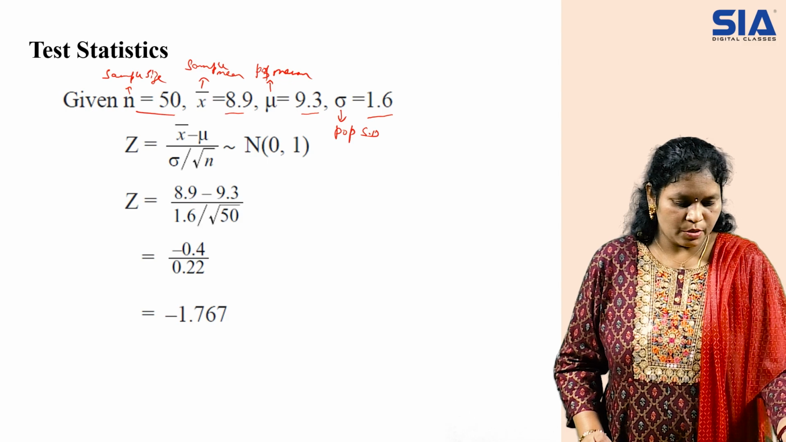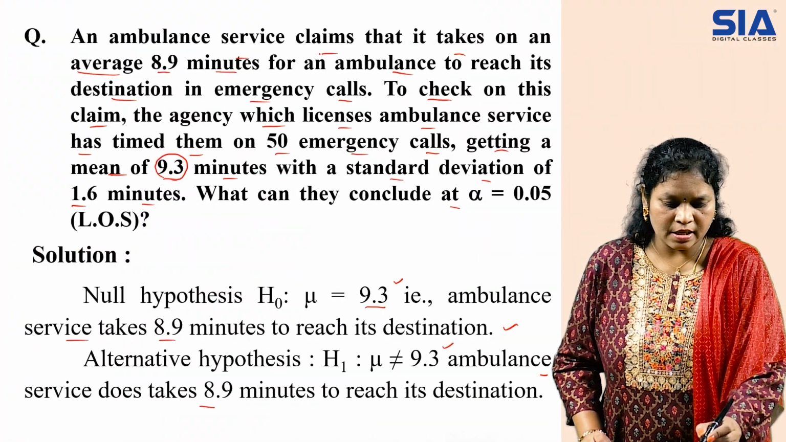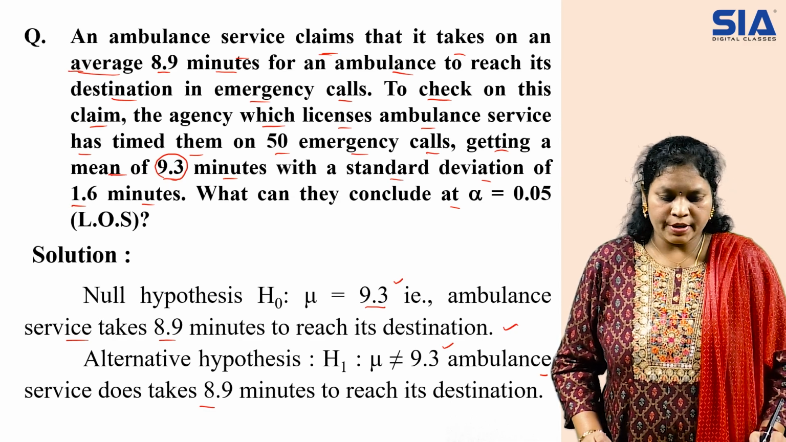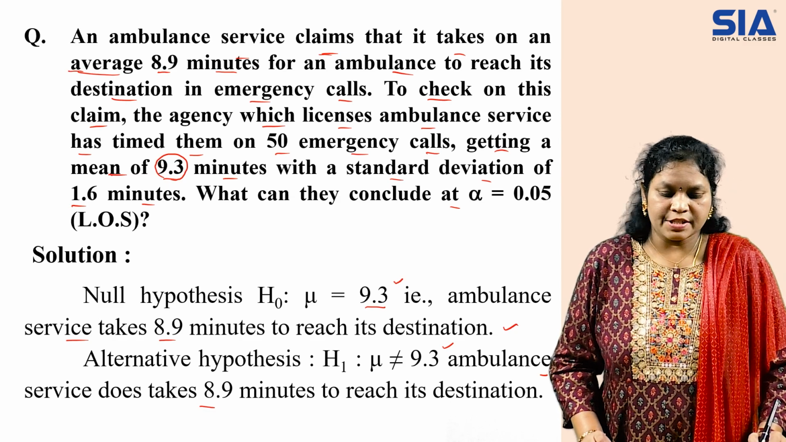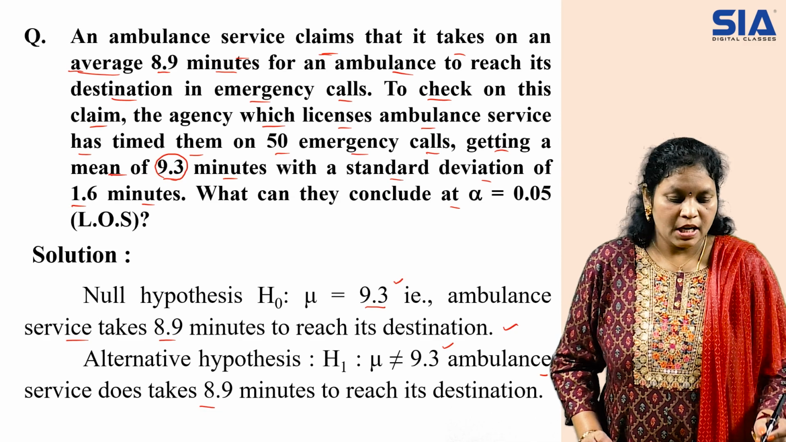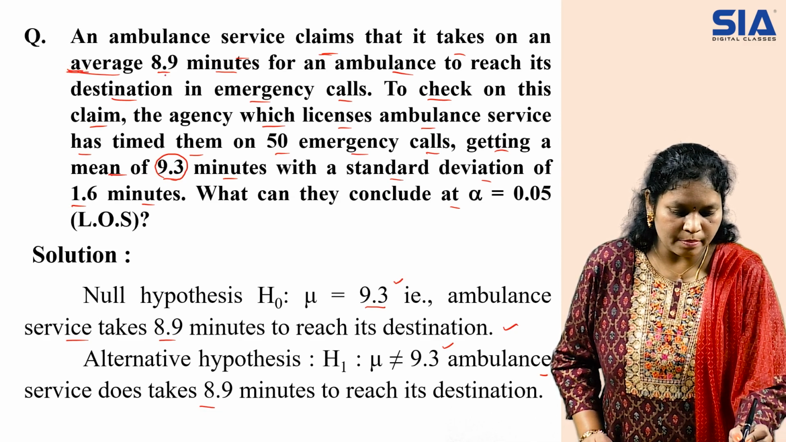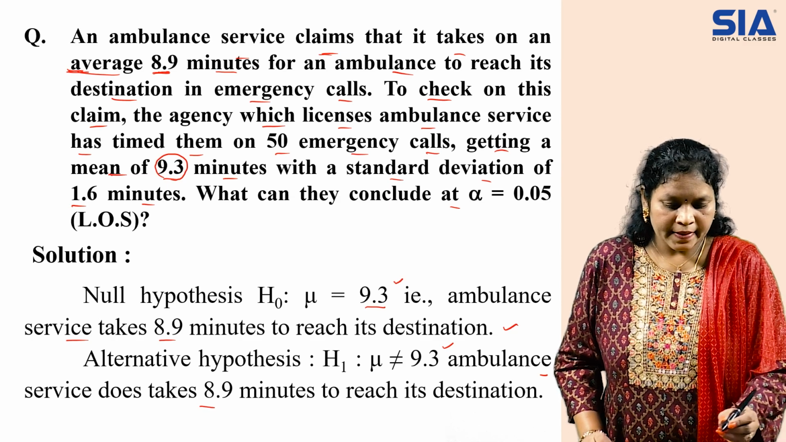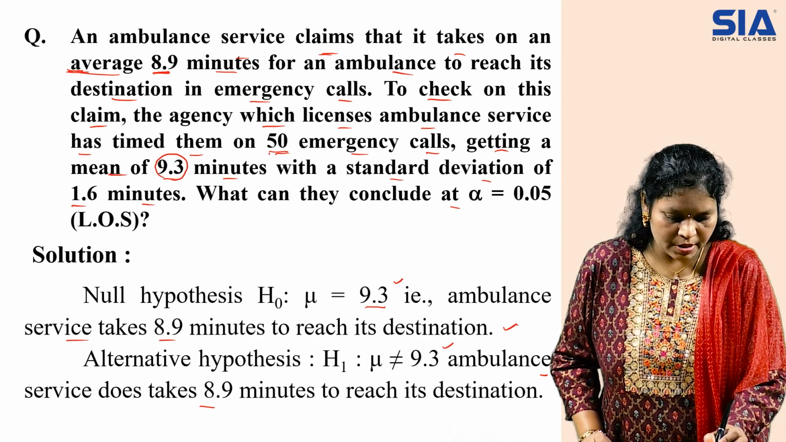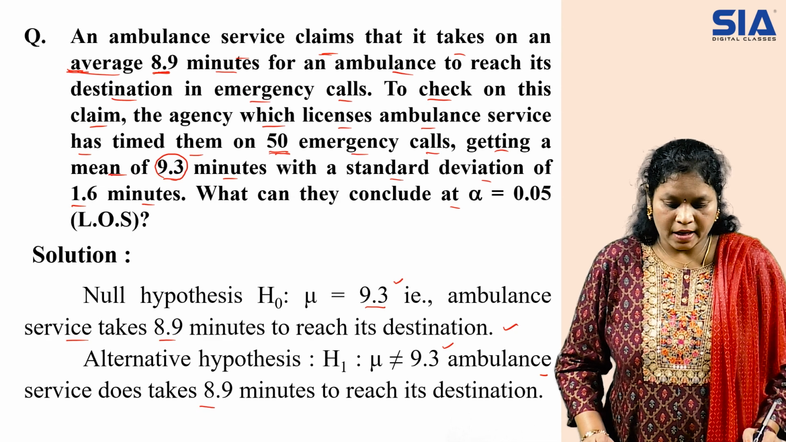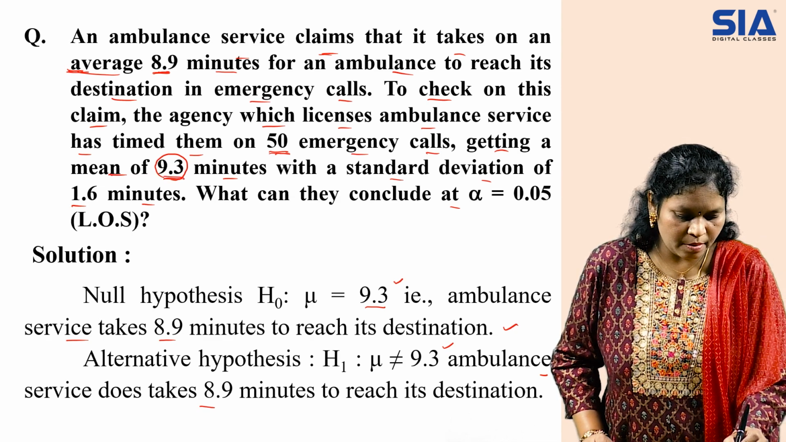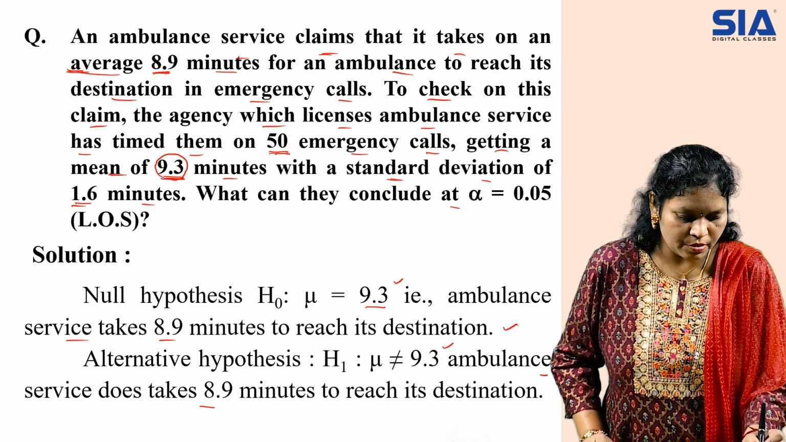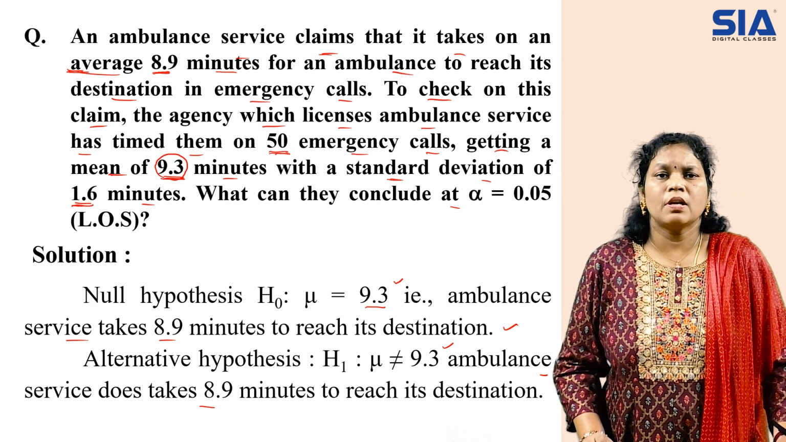Let us check the question one more time. An ambulance service claims that it takes on an average 8.9 minutes to reach its destination in emergency calls. So average is the clue that it goes to sample mean, so x bar is 8.9. Then 50 emergency calls becomes n for us. Then getting a mean of 9.3 minutes and its standard deviation is 1.6. So this becomes your mu, this becomes your sigma. So we got all this information.